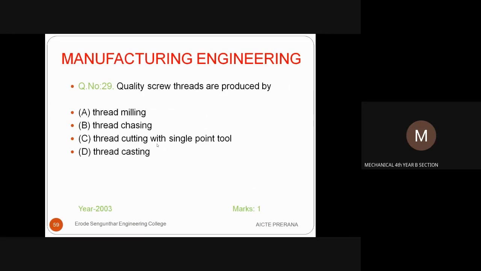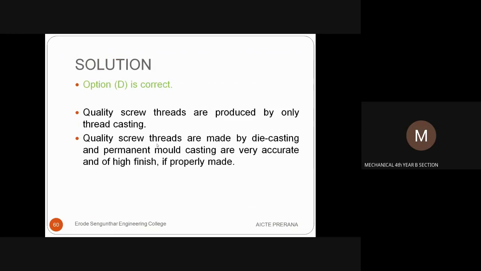And thread chasing is nothing but also a metal cutting process. Then thread cutting with a single point cutting tool is what we do on a lathe. On a lathe, you carry out the threading operation, right? In a cylindrical block we are handling a threading operation. That is also not a precise method for preparing a thread. So there won't be much quality when compared to the thread casting process. I mean the thread making process. So the answer should be the casting process. In the casting process only can we produce threads of good quality, right? Okay, so here comes the explanation.